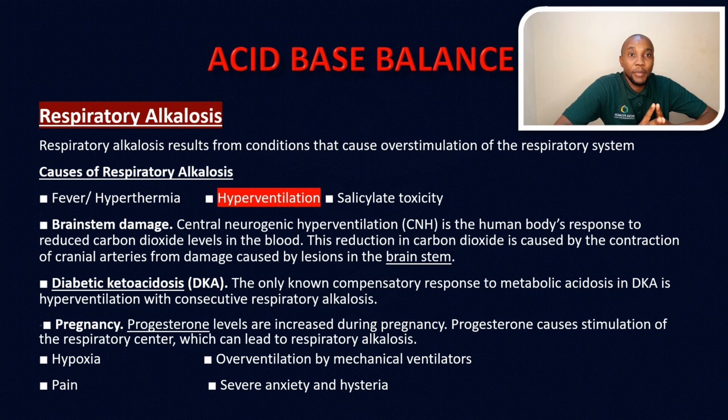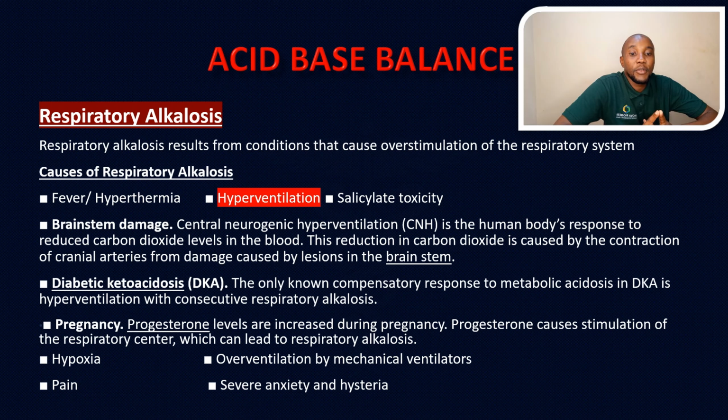Another cause of respiratory alkalosis can come about as a result of brainstem damage. What happens in this one, we have something we call central neurogenic hyperventilation, CNH, which is the human body's response to reduced carbon dioxide levels in the blood, and this reduction in the CO2 levels is normally caused by the contraction of cranial arteries from damage caused by lesions in the brain stem.